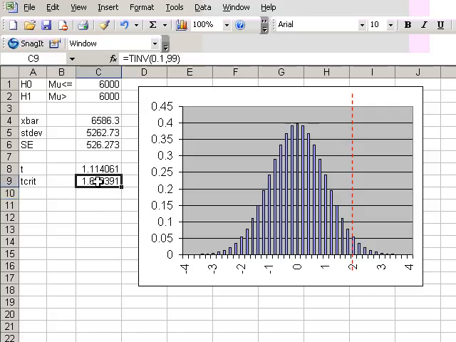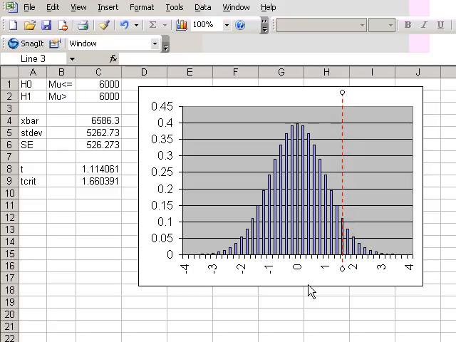And this gives us a critical t-value of 1.66, which means that we must move the red line down to 1.66, which is approximately here. Now, any value we get in our t-test that's greater than this red line, that is in the distribution to the right of the red line, will lead us to reject H0.